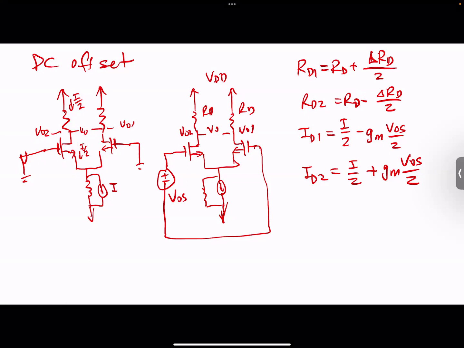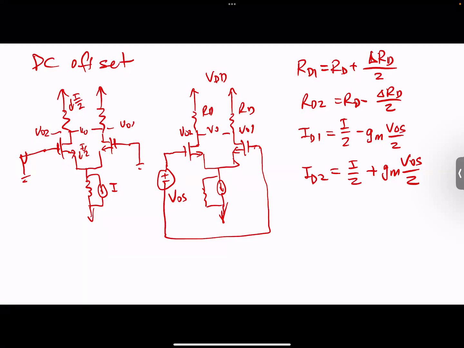Okay, I forgot to explain why we do this. The problem is that when you have two perfectly matched resistances, the currents are supposed to be the same. But what happens if the RD is different? We already showed from the previous example that the outputs are not going to be the same. So the idea is that if they're not the same, we want to apply a voltage at the gate such that we bring the two outputs to the same voltage. That's the idea.